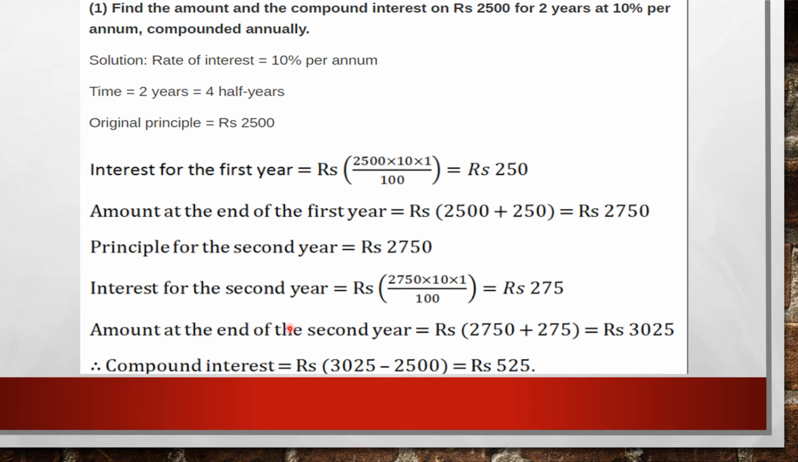So what is the amount at the end of the second year? We get 3,025. What is the compound interest? If you subtract the original principal amount 2,500 from the amount at the end of the second year, 3,025, the interest is 525.